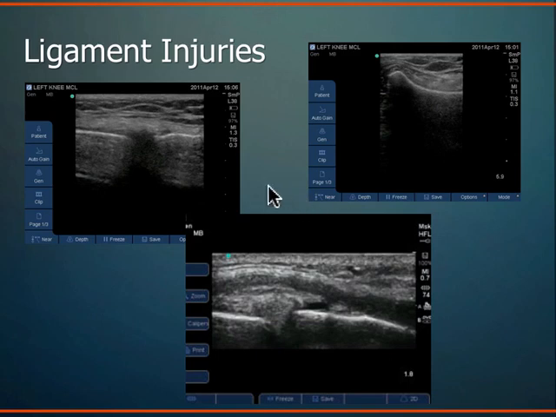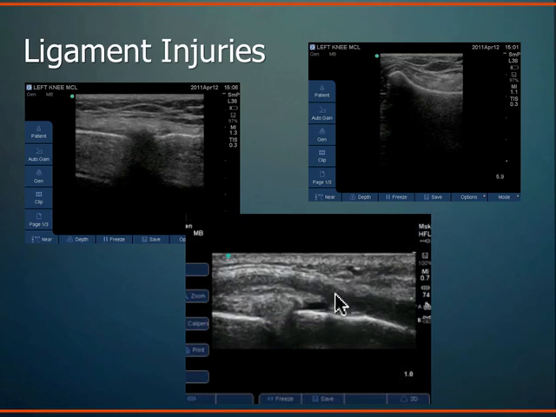So ligamentous injuries, this is a depiction of a normal MCL. This is the joint space here, femur, tibia, and MCL. Ligaments look very similar to tendons. You have that fibrillar pattern, but it's a little bit more hyperechoic, a little bit more dense than tendons. So this is this dense ligamentous structure coming across here. This is the proximal femoral condyle, MCL coming distally, and this is an example of an MCL tear.